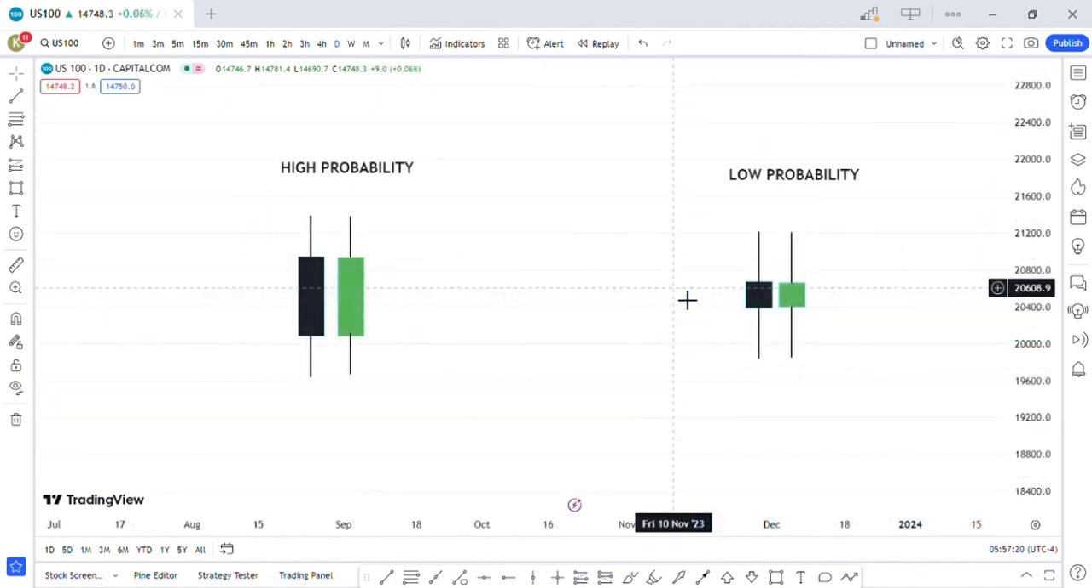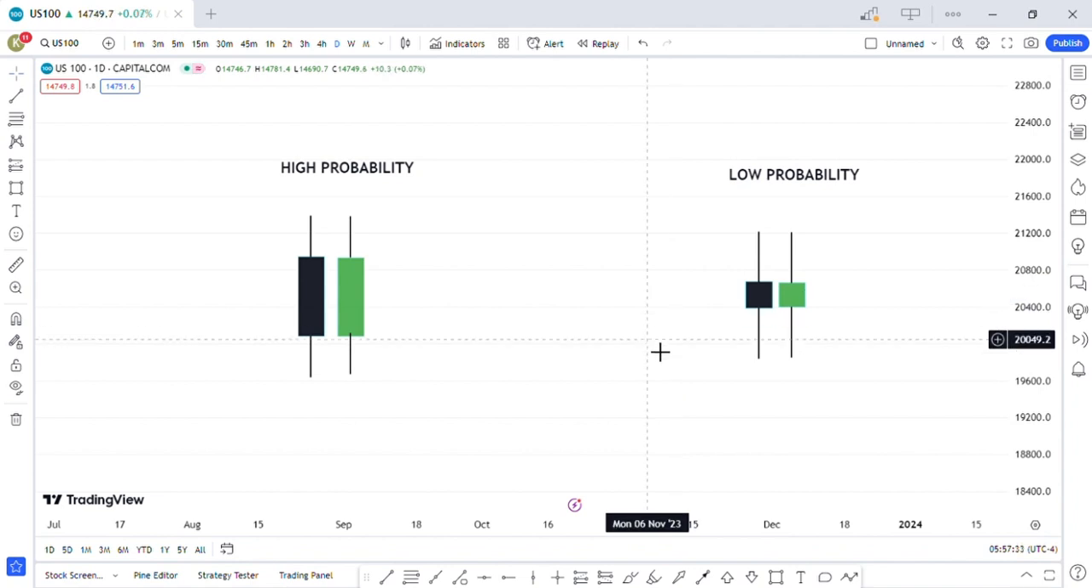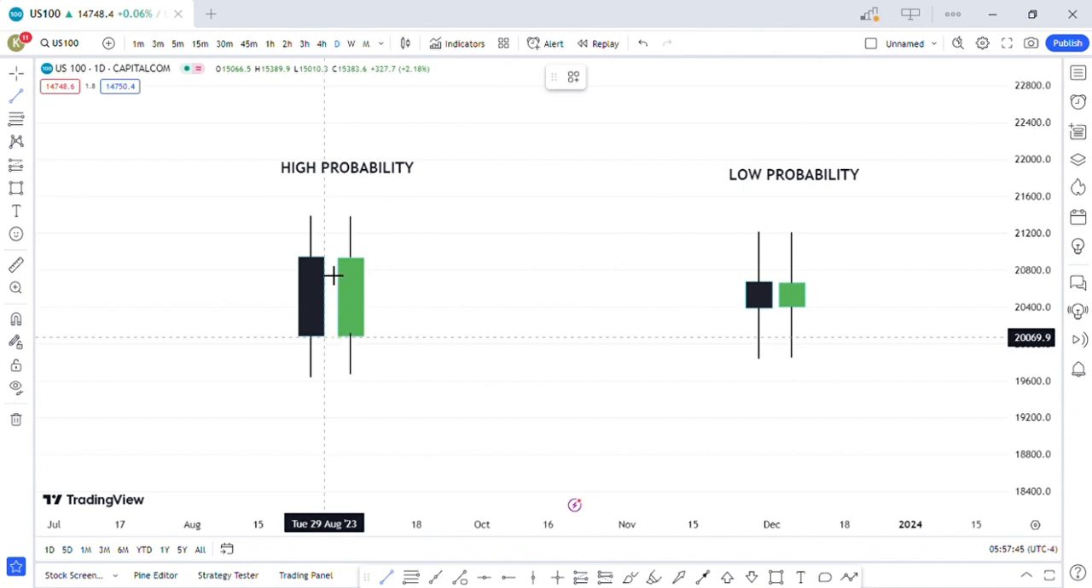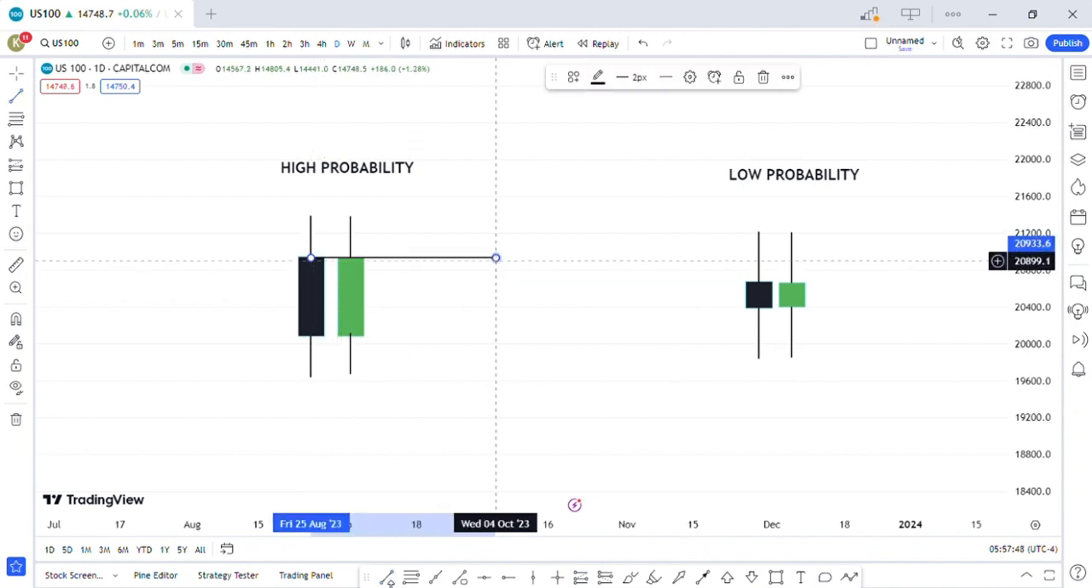Now that we know what an order block is, let's look at the difference between the higher probability and the low probability order block. A higher probability order block is an order block that consists of a displacement candle. What is a displacement candle? A displacement candle is an energetic move, meaning that we have a full body or a bigger candle. What I like to use on a high probability order block is the open here.